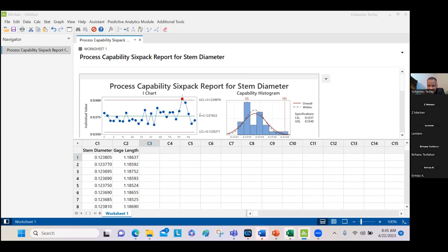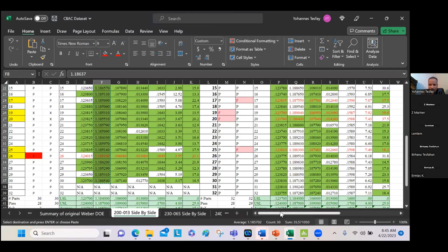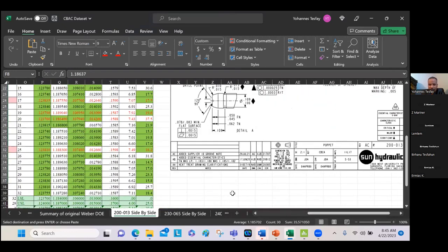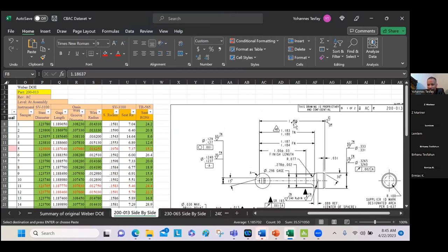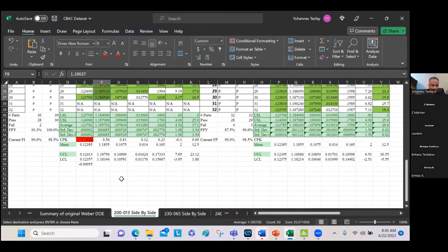Okay, gauge length. To know what the gauge length is, you go to the drawing. I'm going to go to the drawing, then I'm going to look at it, some of the lengths, maybe this one or this one. I think this one is the gauge length. The specification is given just like that. So I make sure the specification is, you see, lower specification limit and upper specification limit. So I'm going to take this.